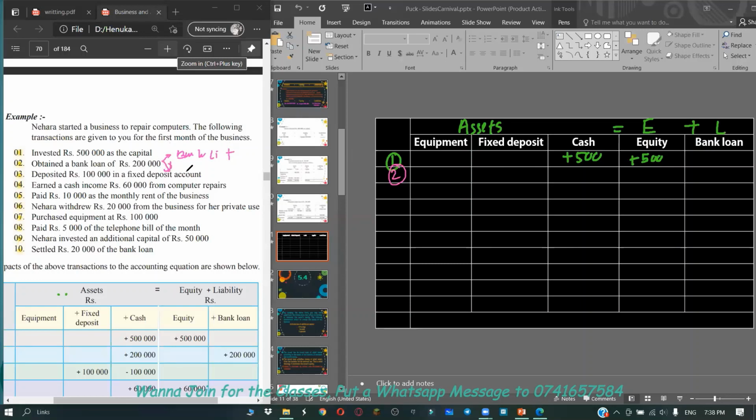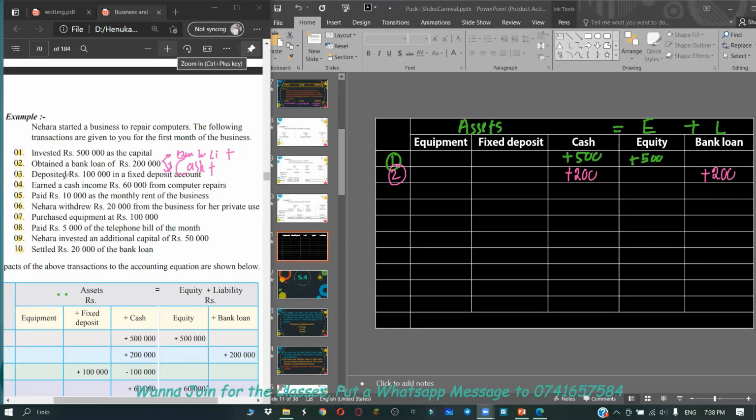So when we take a bank loan, cash will come to our company. Right? So the cash asset will also increase. Cash will be increased by 200,000 and our bank loan liability will also increase by 200,000. Got it? Okay. So let's move to the third one.